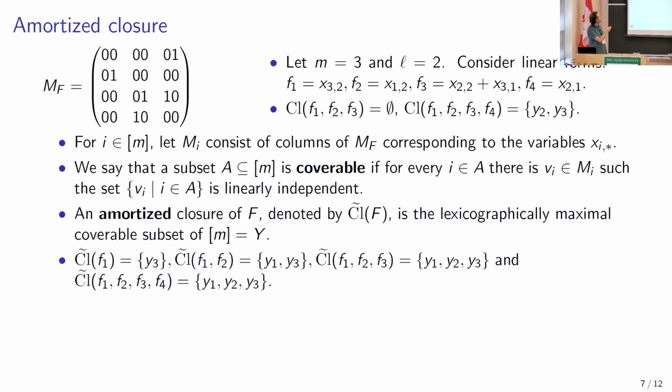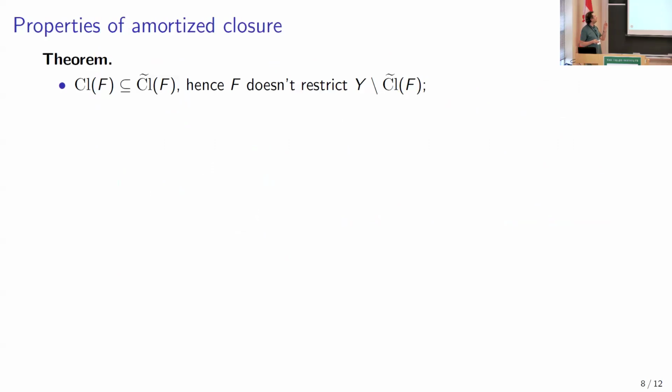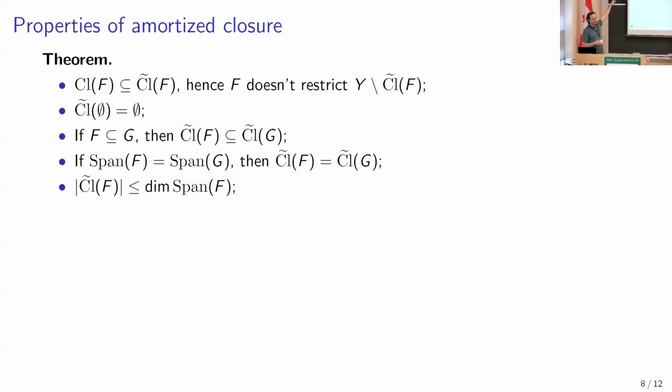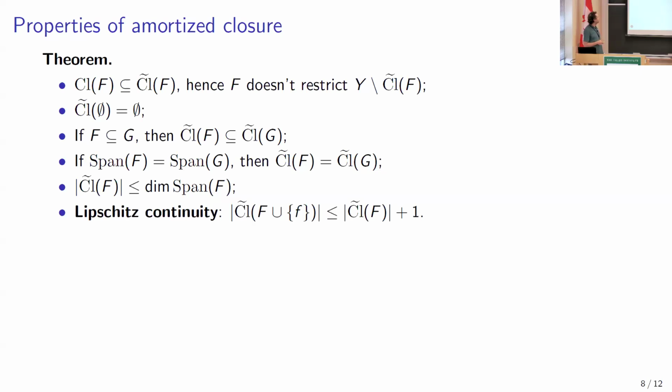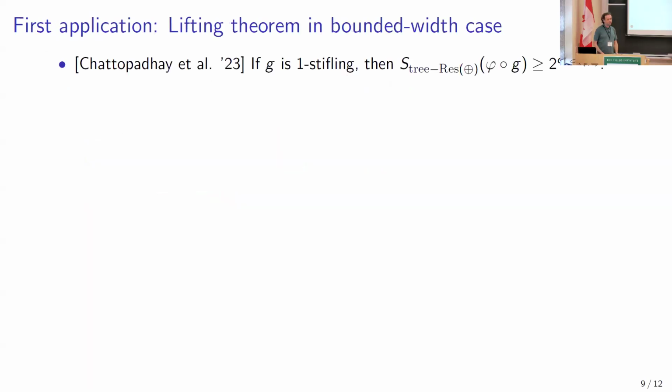Our main result is the following theorem: the amortized closure, first of all, contains the plain closure, and it implies automatically that F doesn't restrict variables out of the amortized closure. The next properties are exactly the same as we have for the plain closure, and there is an additional property, Lipschitz continuity: adding one linear form increases it by at most one. Okay. This is our main result, and I wanted to give several applications in lifting theorems. The first application is almost the same theorem that was in the previous talk.